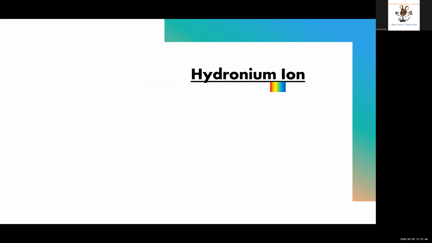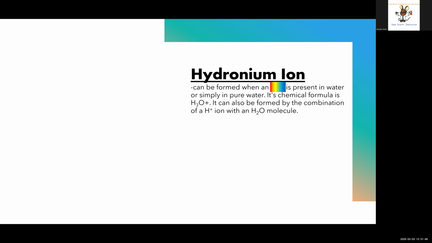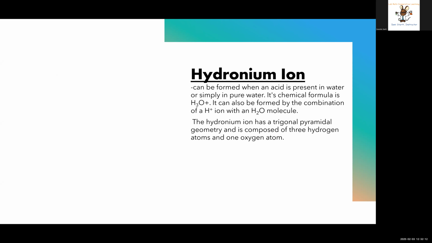Well, let's talk for a minute about hydronium ions. Why is this such a thing? Remember I just showed you acetic acid is a little bit conductive? Okay, well, we're getting here. So hydronium ion can be formed when an acid is present in water or simply in pure water. And its chemical formula is H3O plus, and it can also be formed by the combination of an H plus ion and an H2O molecule. So H plus ions are present in acids, right? So when that comes in contact with water, you get H3O plus, which makes perfect sense.